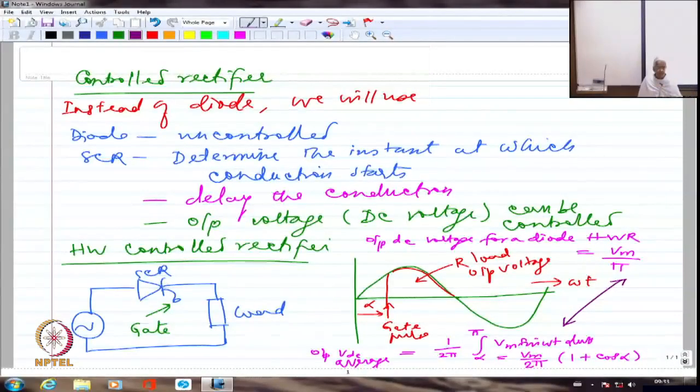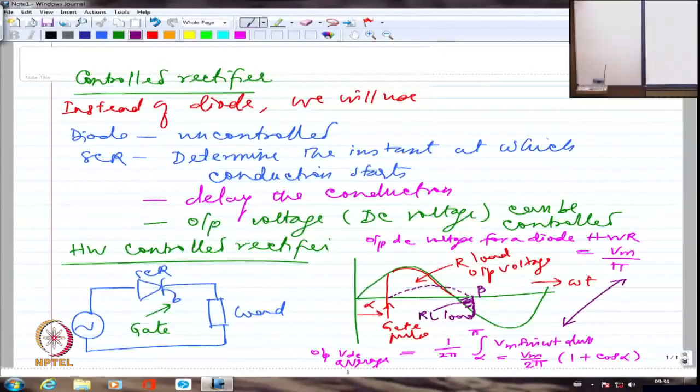Whereas with RL load, it's not going to be so simple because the current can start from here and then it can extend for longer, because of which even this portion would appear. So this will appear only for RL load, not for R load, right? And I should know at what point the conduction is being completed, which is beta.